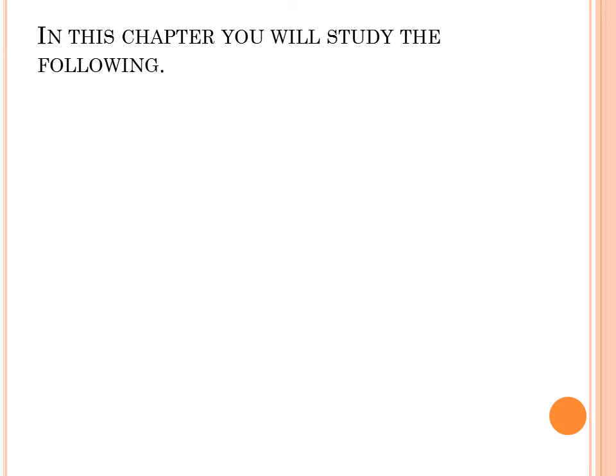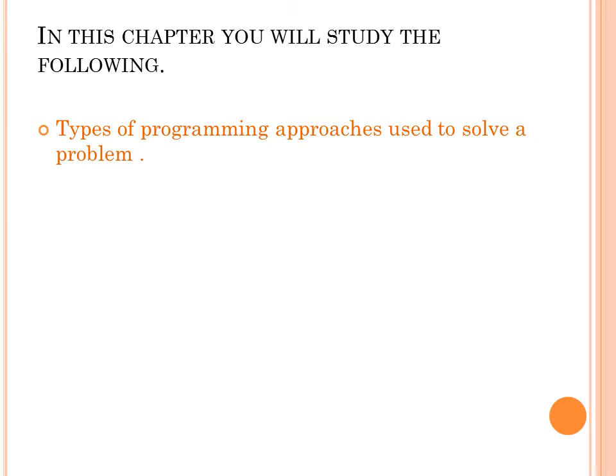In this chapter, we'll be discussing the following concepts, like different approaches that were used for solving a problem. Any problem if we take, we have different approaches for that, and in order to solve it, what are the different types of programming approaches used will be discussed. Next, you'll be introduced to object oriented programming, what is the meaning of it and what does it consist of, and what are the characteristics and features of it.